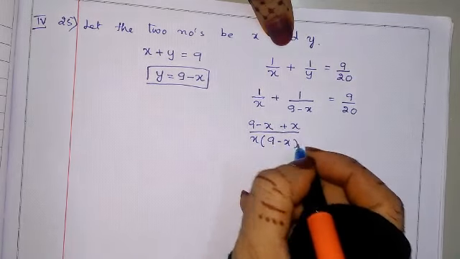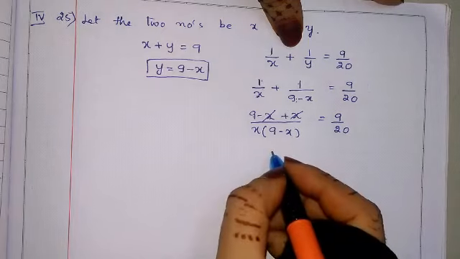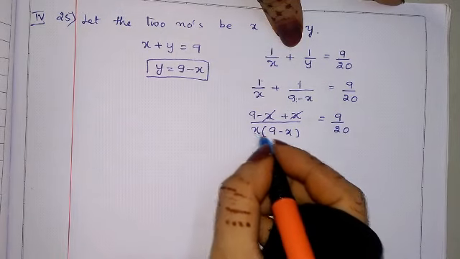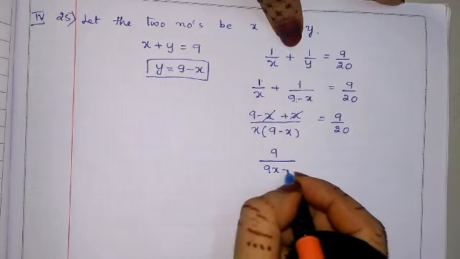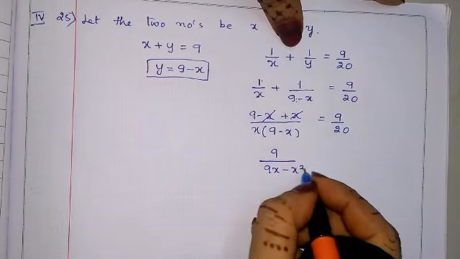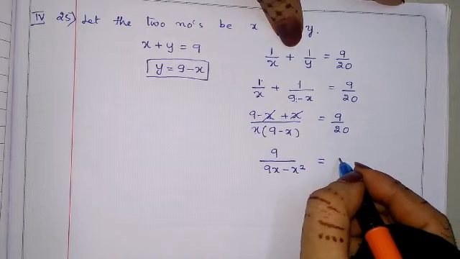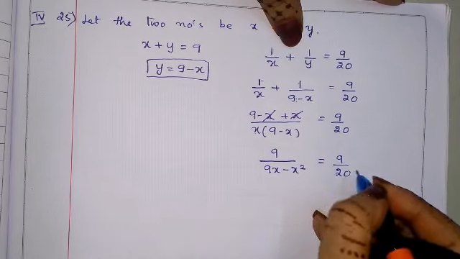X into 9 minus x, into 1, 9 minus x. X into 1 is x, then this into this. We should know how to cross multiply: this into this, and this into this, and this into this is equal to 9 by 20 as it is. Here we can see x gets cancelled because plus and minus always get cancelled. So 9 upon x into 9, 9x minus x into x, x square is equal to 9 by 20.